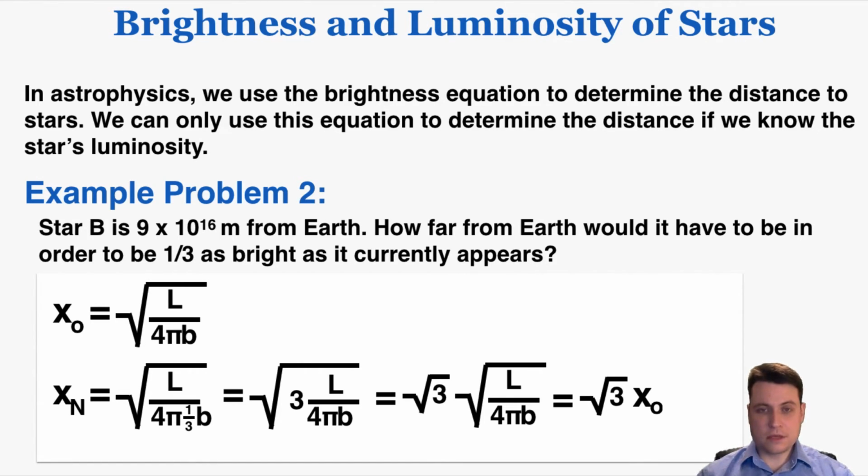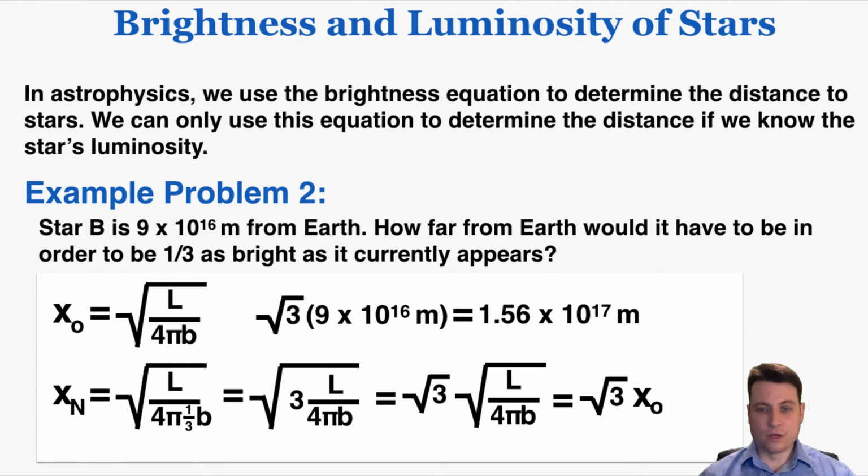So that means that to be only 1/3 as bright as it currently is, the star would have to be the square root of 3 times its distance away from where it is now. Plugging that into its original distance gives me a distance of 1.56 times 10 to the 17th meters away as compared to 9 times 10 to the 16th meters away.